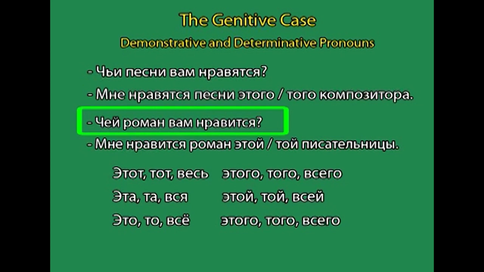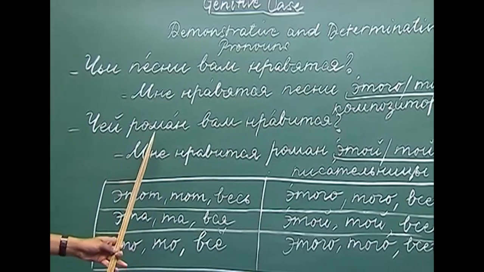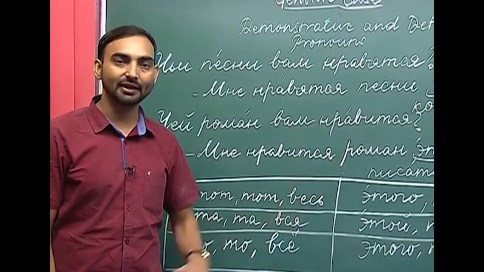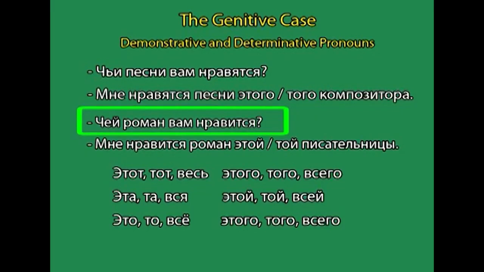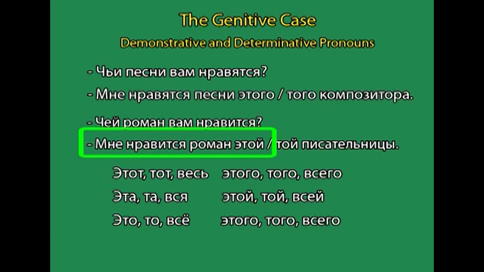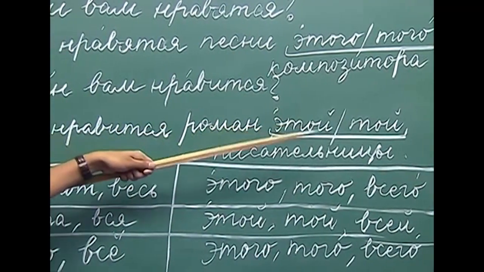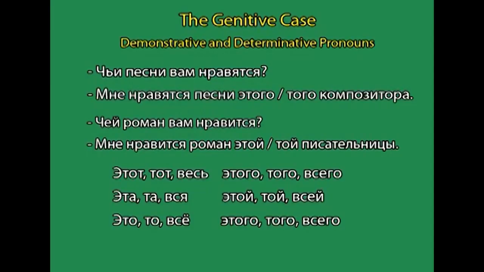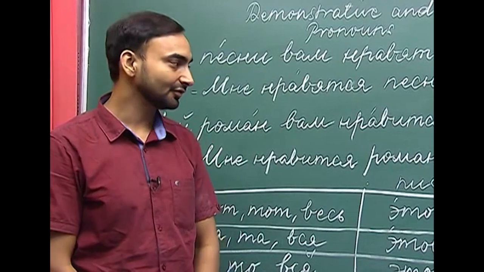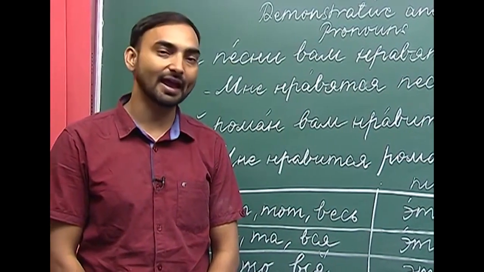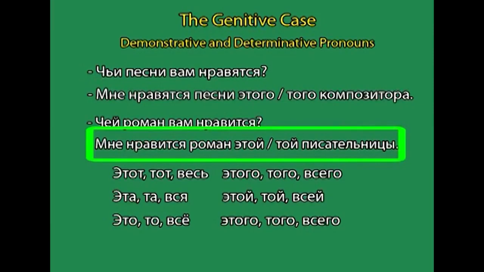Next question. Чей роман вам нравится? Here roman is singular, that is why nravitsya has been used. Nravitsya represents the singular nouns or singular subject. Мне нравится роман этой или той писательницы. Этой comes from the demonstrative pronoun эта, and той comes from the demonstrative pronoun та, which are feminine forms of the demonstrative pronouns этот and тот. I like the novel of this or that female author. Pisatel is a male author and pisatelnitsa a female author.